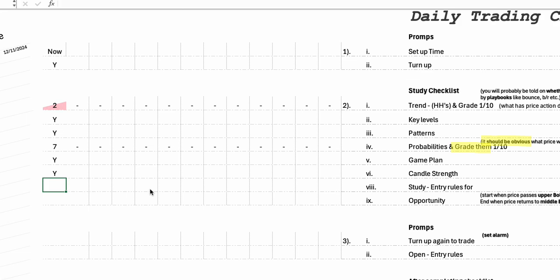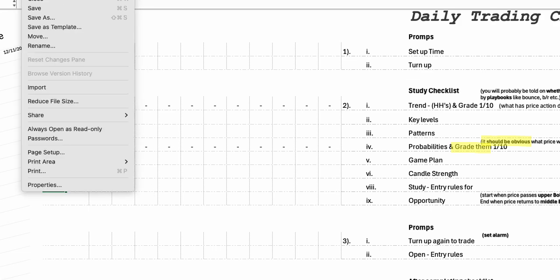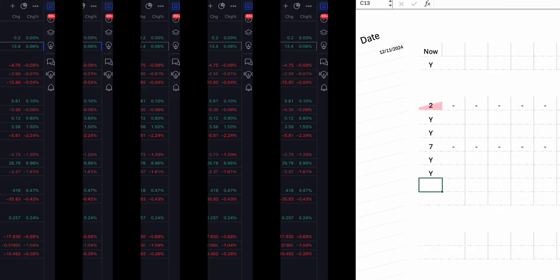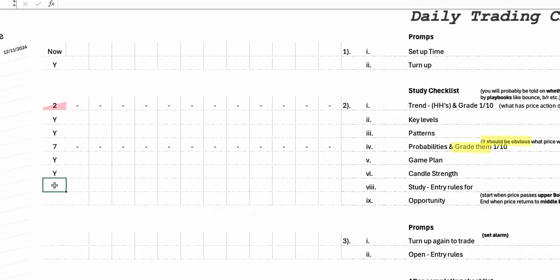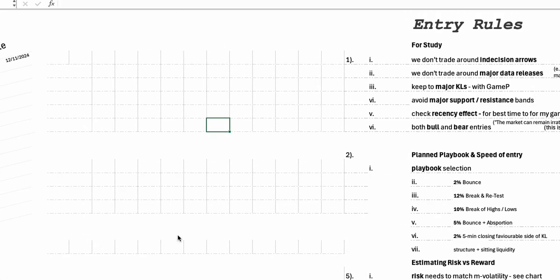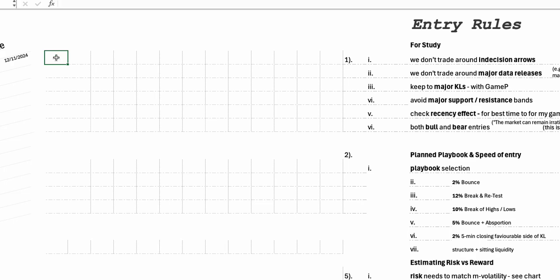Study entry rules. Hope that's recording. Anyway, I did recheck settings. Study entry rules. So on second tab. Okay, second tab. We don't enter any decision arrows.